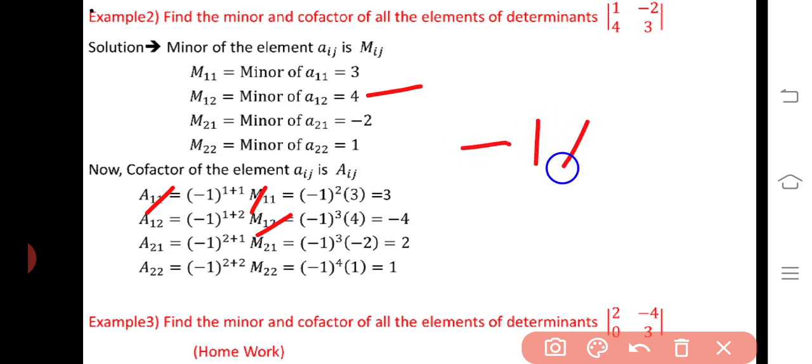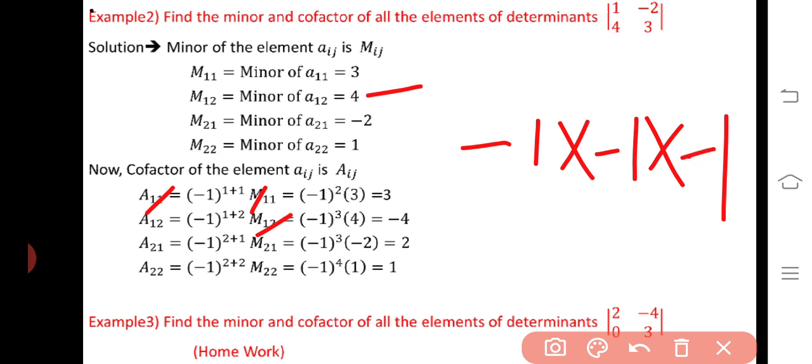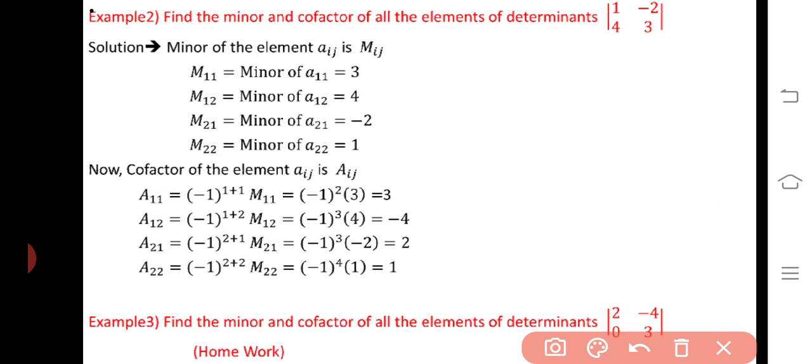See here, minus 1 into minus 1 into minus 1, minus into minus plus, plus into minus, minus 1, minus 1 into 4, minus 4 we will get.